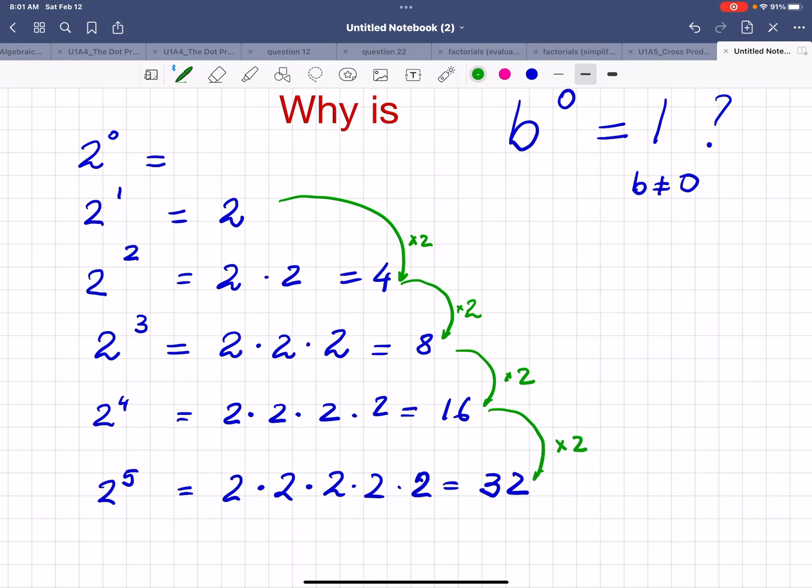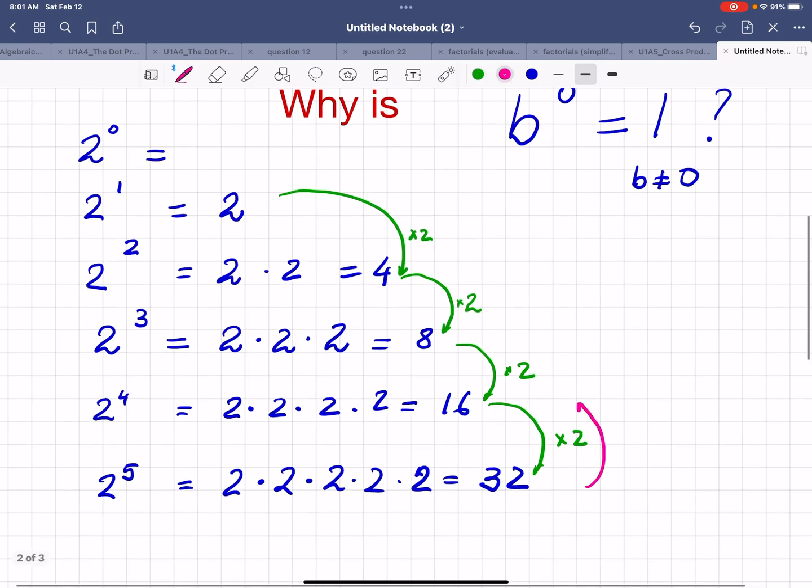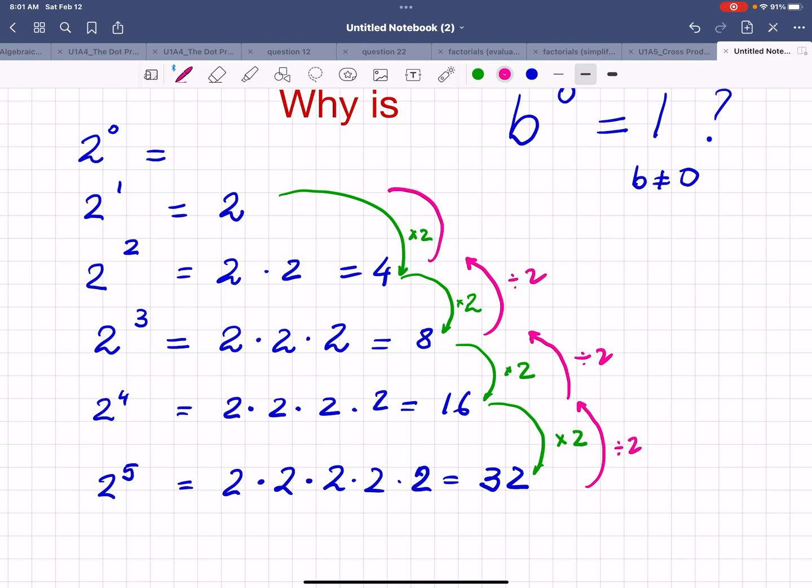And similarly, we'll go back in pattern. So to go from 32 to 16, we divide by 2. From 16 to 8, we'll divide by 2. From 8 to 4, you divide by 2. From 4 to 2, you divide by 2, which means that to go to the previous power, we keep on dividing by the same number, by 2, which is the base.